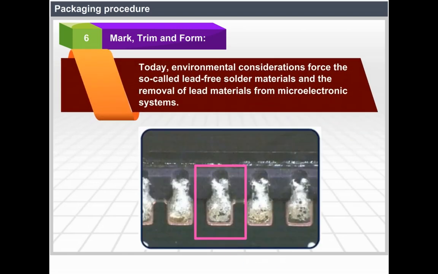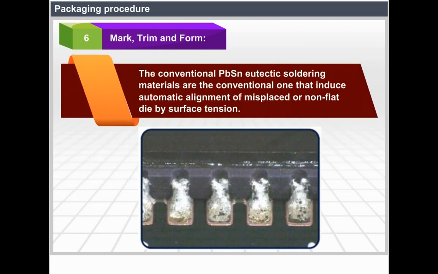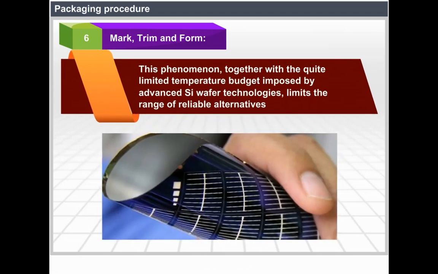Today, environmental considerations force the so-called lead-free solder materials and the removal of lead materials from microelectronics systems. The materials used so far for soldering are conventional PbSn eutectic soldering materials that induce automatic alignment of a misplaced or non-flat die by surface tension. This phenomenon, together with the quite limited temperature budget imposed by advanced Si wafer technologies, limits the range of reliable alternatives.